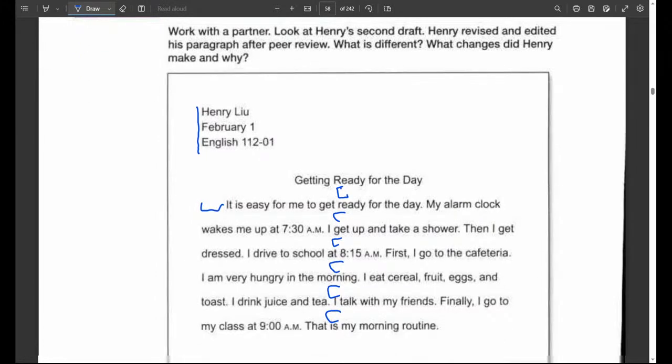Work with a partner. Look at Henry's second draft. Henry revised and edited his paragraph after peer review. What changes did Henry make?